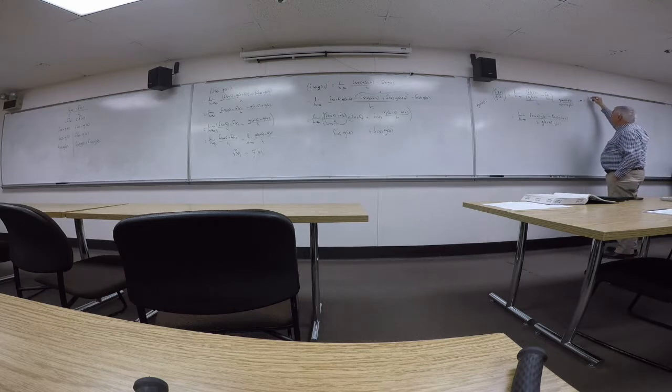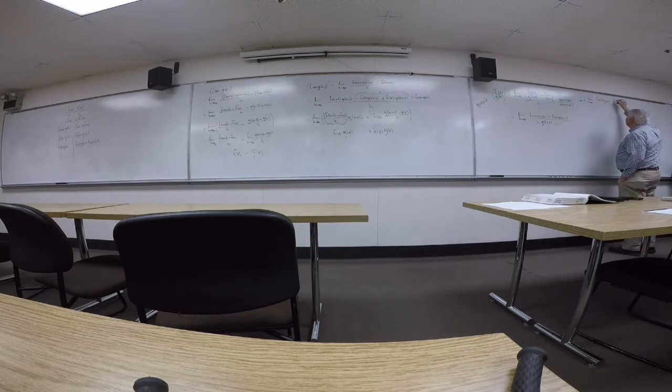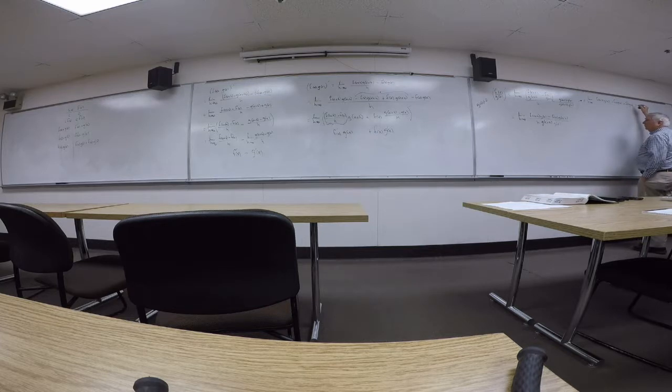So this is the limit as h approaches 0 of f of x plus h times g of x, minus f of x, g of x, plus f of x, g of x, minus f of x, g of x plus h, all over h times g of x plus h times g of x. Okay.